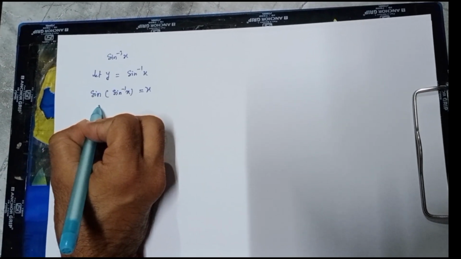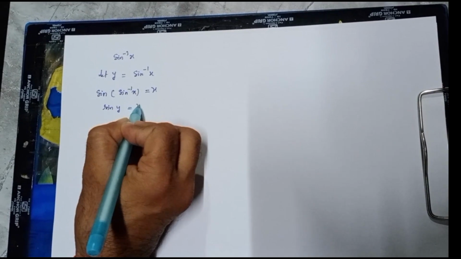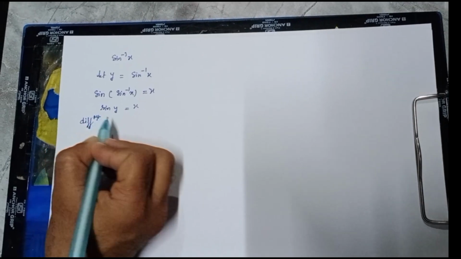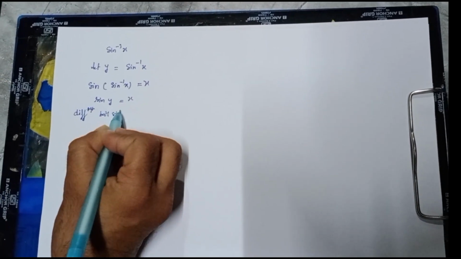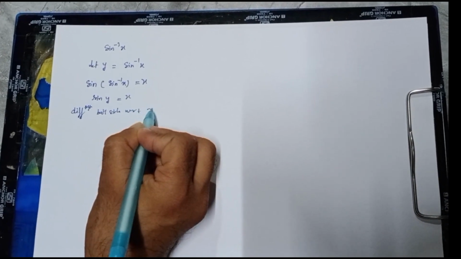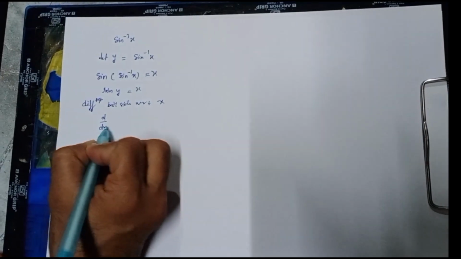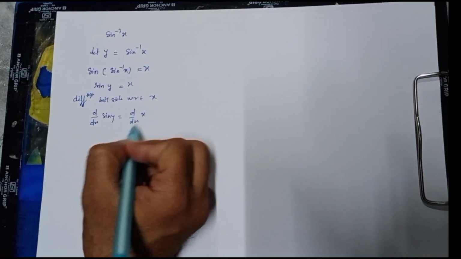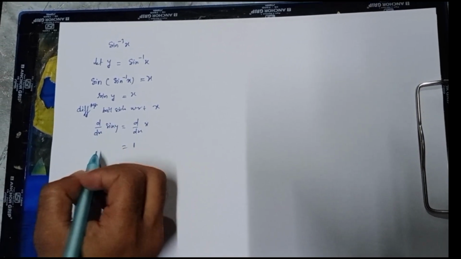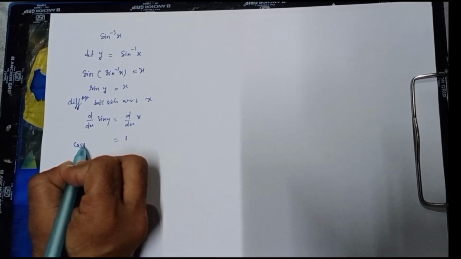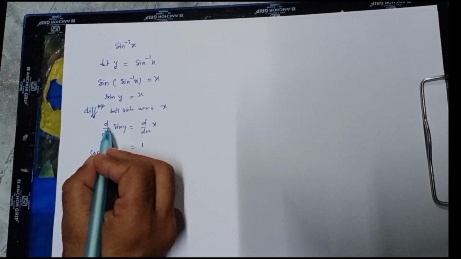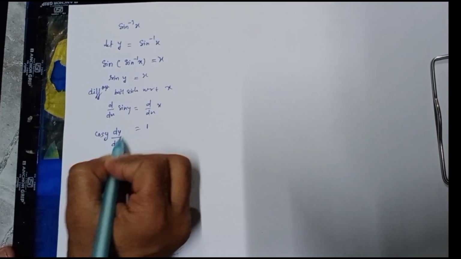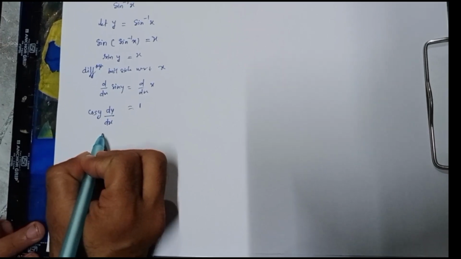Again let sine y is equal to x. Now differentiating both sides with respect to x, it will become d by dx of sine y is equal to d by dx of x. D by dx of x is 1. So d by dx of sine y, we know that this one is cos y, and d by dx of y will be dy by dx also, right? D by dx of x also equals 1.